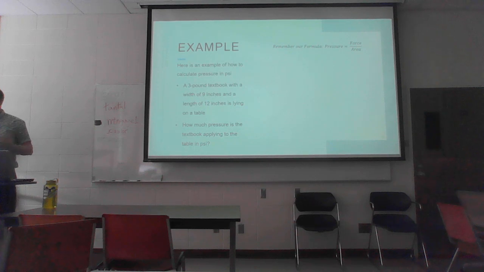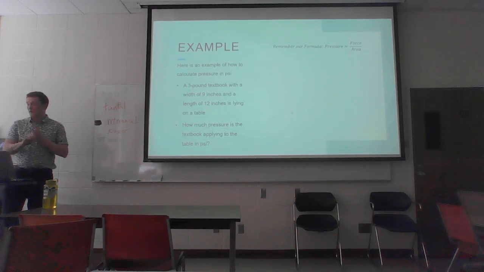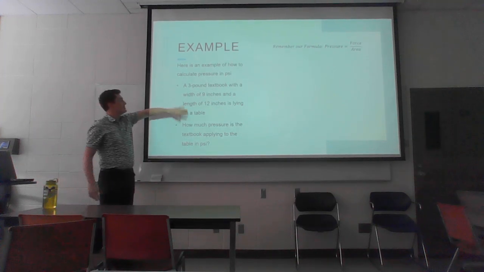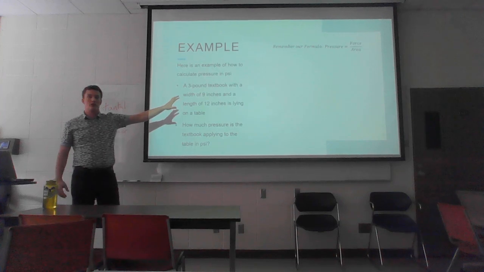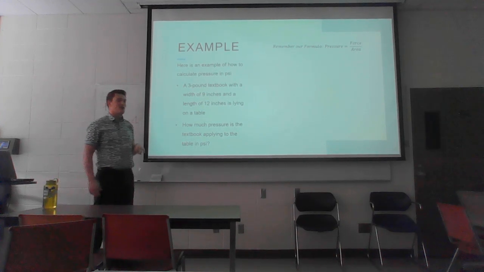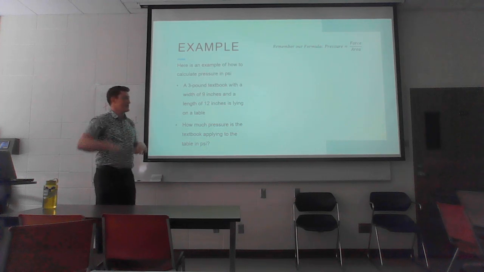So here's an example of how to calculate pressure in PSI, or in those imperial units that are usually used in the United States. You're going to start off with a 3-pound textbook, width of 9 inches and a length of 12 inches, that's lying on a table. Can anybody tell me, what in this sentence do you think is important information? Or maybe I'll point stuff out and you can show me yes or no if you think it's important.